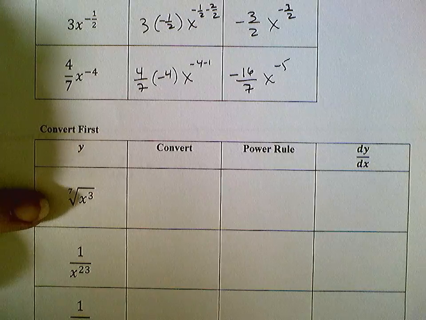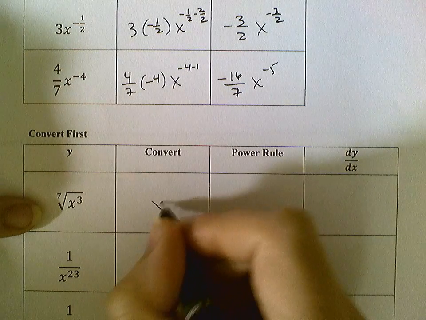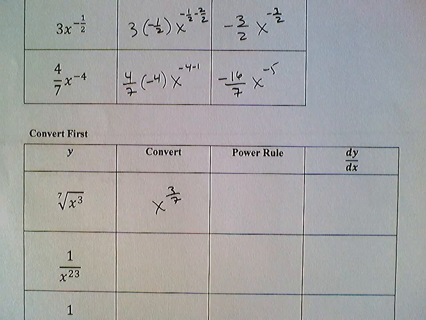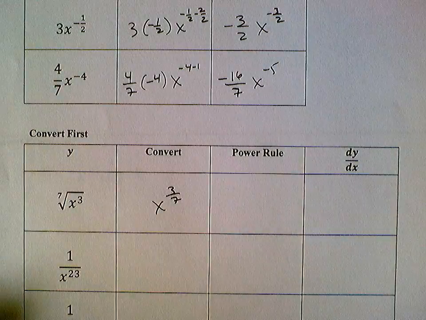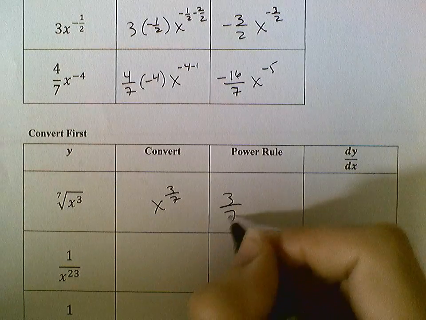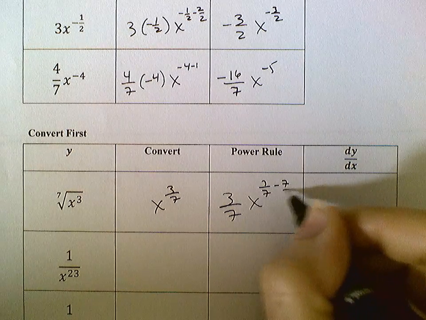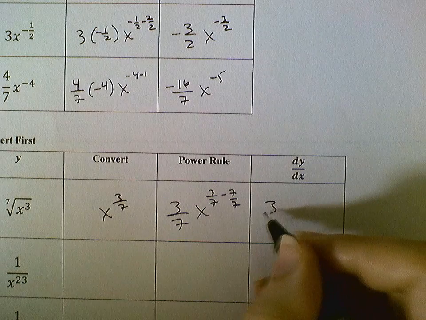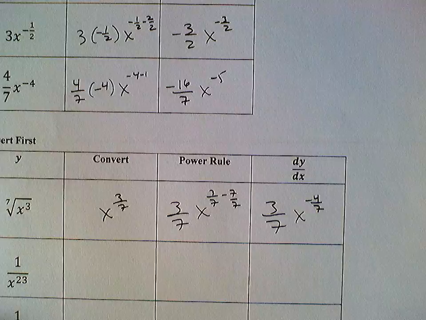So this one, I can convert like this. This is the same thing as x to the 3/7. All right, so I convert from radical notation to exponential notation. Now I can apply the power rule. 3/7 x to the 3/7 minus 7/7, because minus 1. 3/7 x to the negative 4/7.